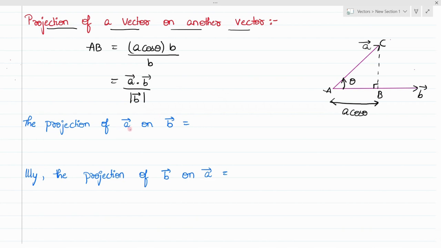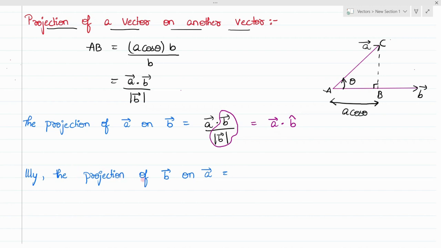So the projection of A on B is nothing but what we have just found, that is A dot B by magnitude of B. Now this B vector upon its magnitude is nothing but A vector dot B cap, which is nothing but the unit vector of B.